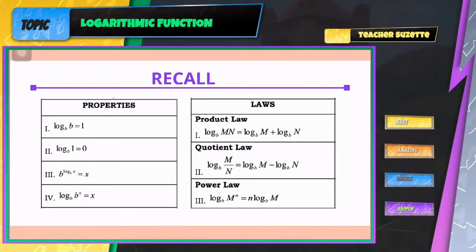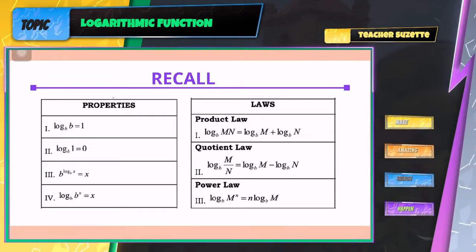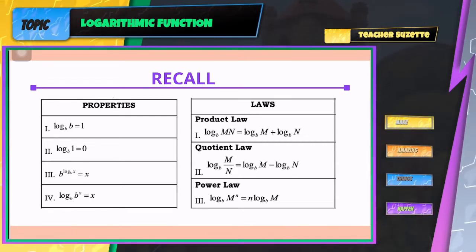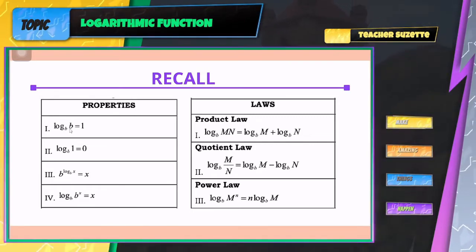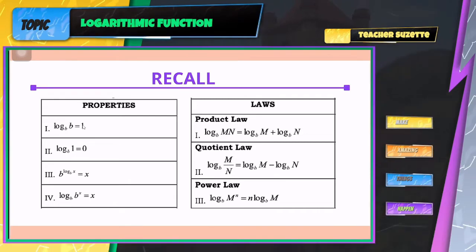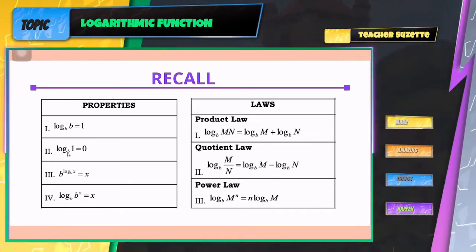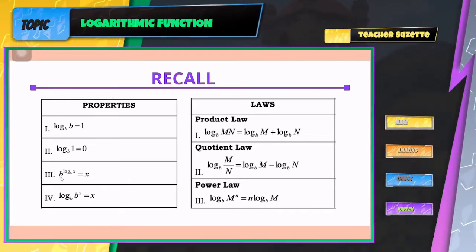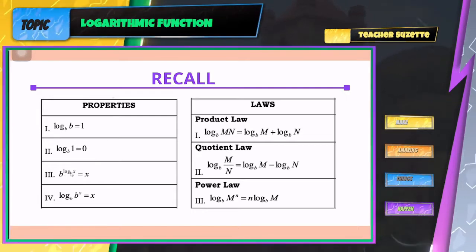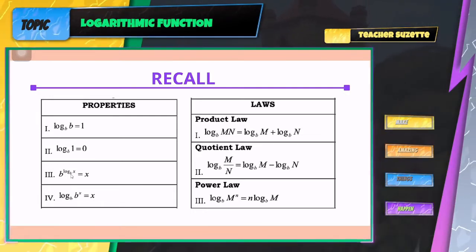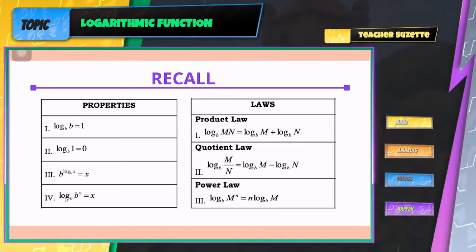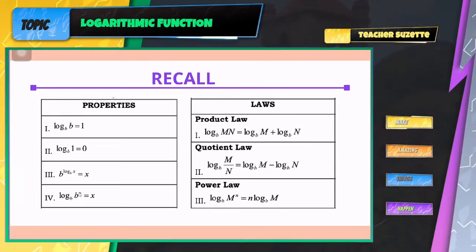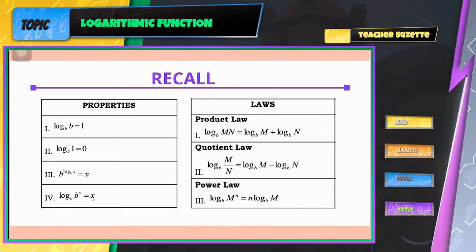First, let's recall the different properties and laws of logarithms. We have here the properties: log b base b is equal to 1, log 1 base b is equal to 0, b raised to logarithm of x base b is equal to x, and logarithm of b raised to x with base b is equal to x.